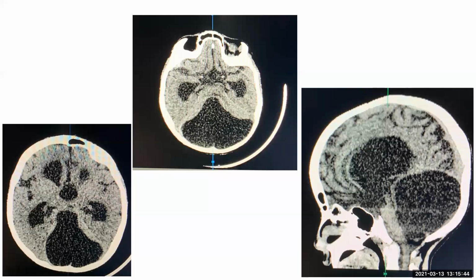Along with the posterior fossa cyst, what else do you find in the posterior fossa? Is there any other finding along with the cyst, which occurs in Dandy-Walker? Yeah, there will be vermian agenesis, like there will be cerebellar hypoplasia with vermian agenesis. In this case, yeah, I forgot to mention that there is vermian agenesis, and I think the cerebellum is also being compressed and hypoplastic. Okay.